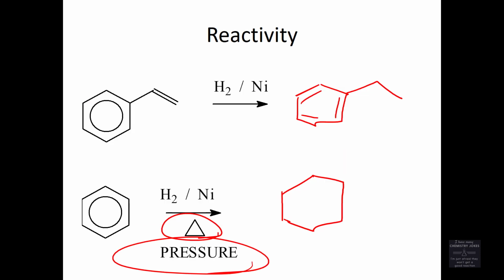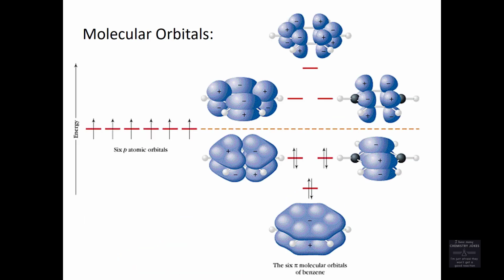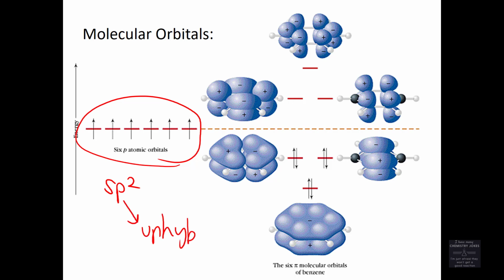So because benzene has all these pi electrons, it's more stable than the normal Lewis structure would predict. What the heck? Benzene has all sp2 carbons, and sp2 carbons have an unhybridized p orbital. And in benzene, those unhybridized p orbitals are being used to make pi bonds.